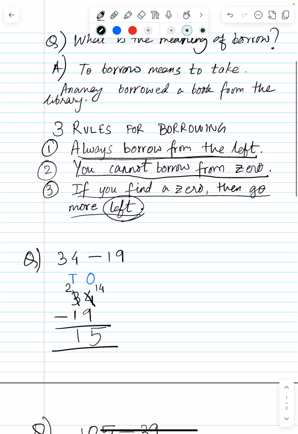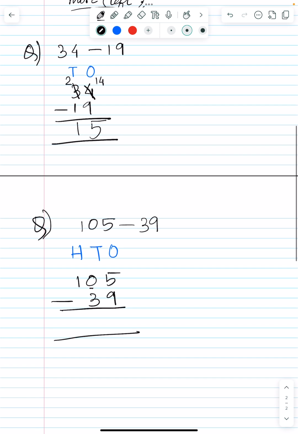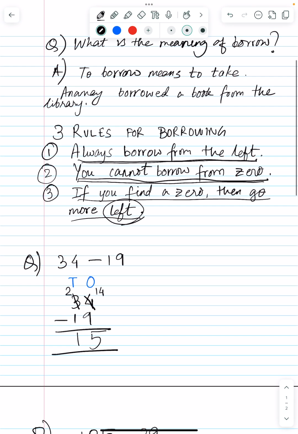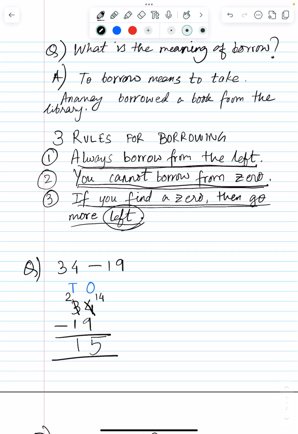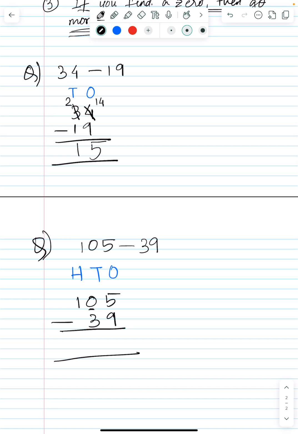And what is the second rule? You cannot borrow from 0. The second rule is you cannot borrow from 0. And what is the third rule? If you find a 0, then go more left. So we go more left and we find a 1 and we borrow from the 1.